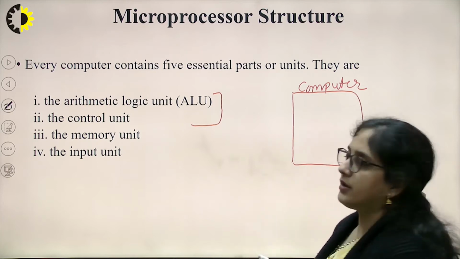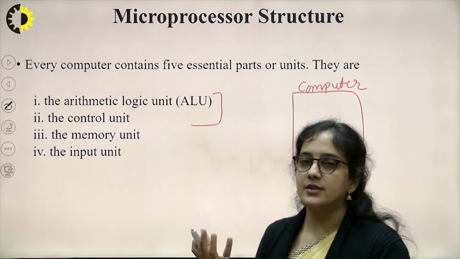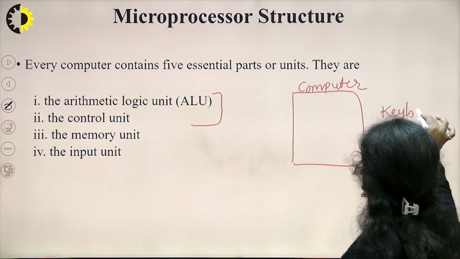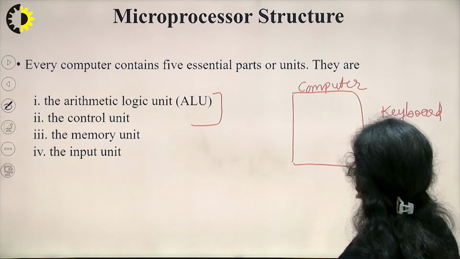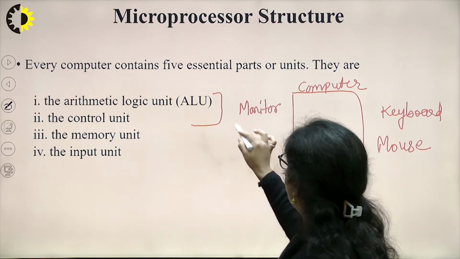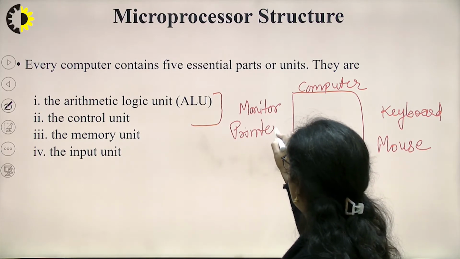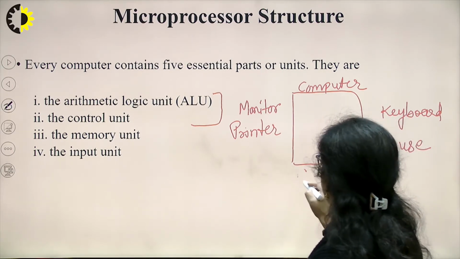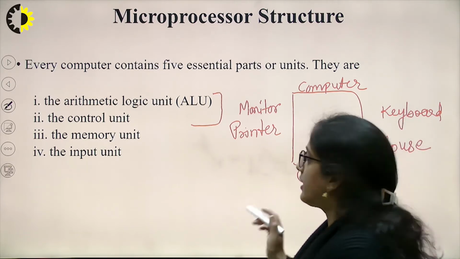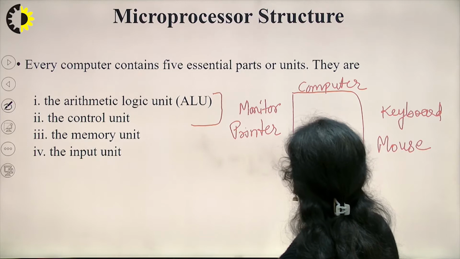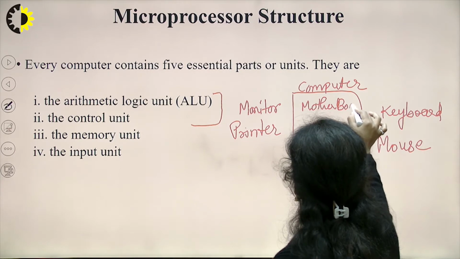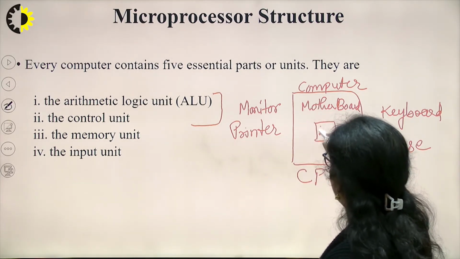A computer is used with a keyboard, mouse, monitor, printer, and you say that it is the CPU, that is the central processing unit. In the central processing unit we have a motherboard, and in this motherboard we have a microprocessor.